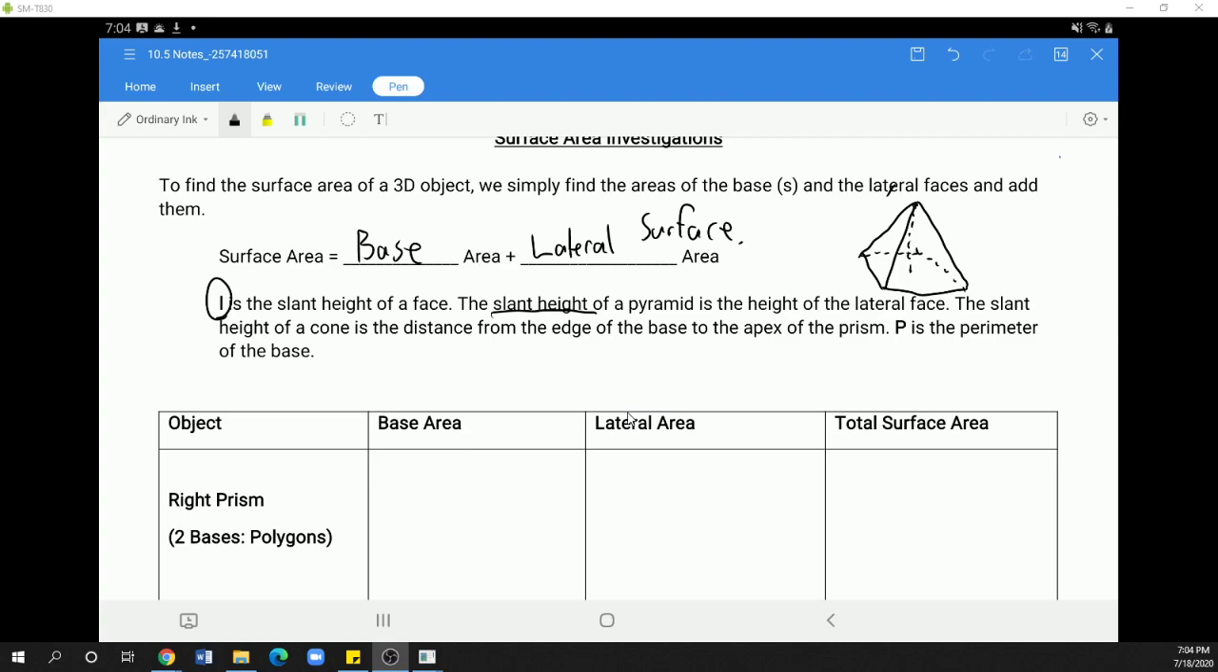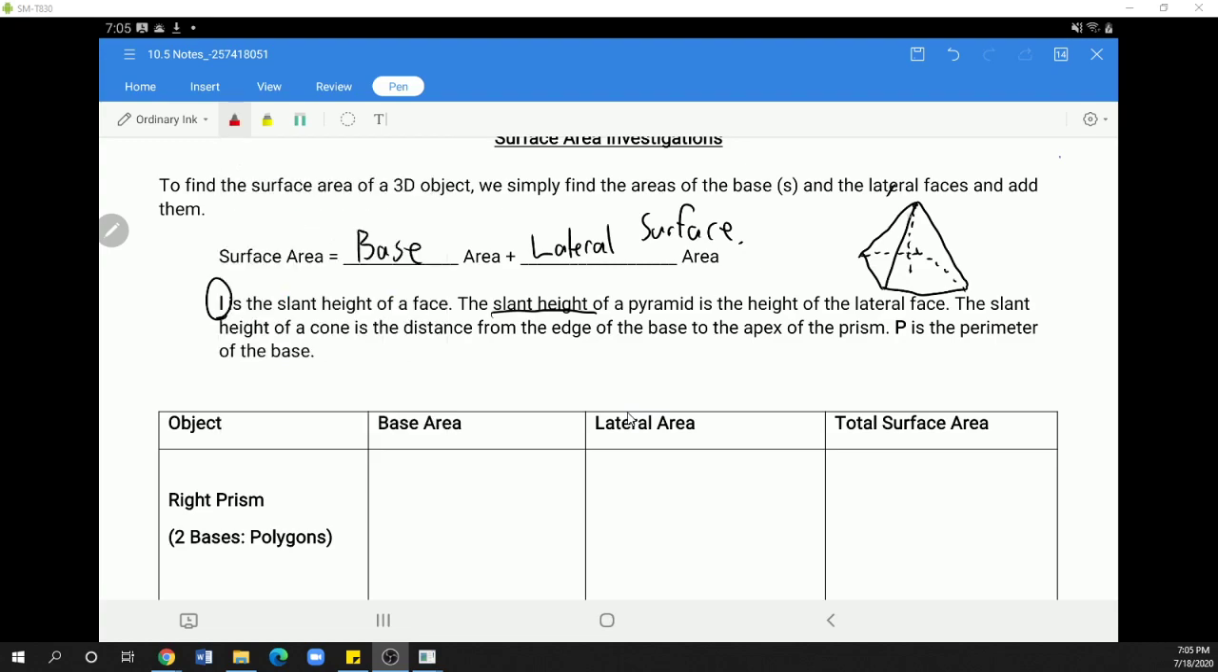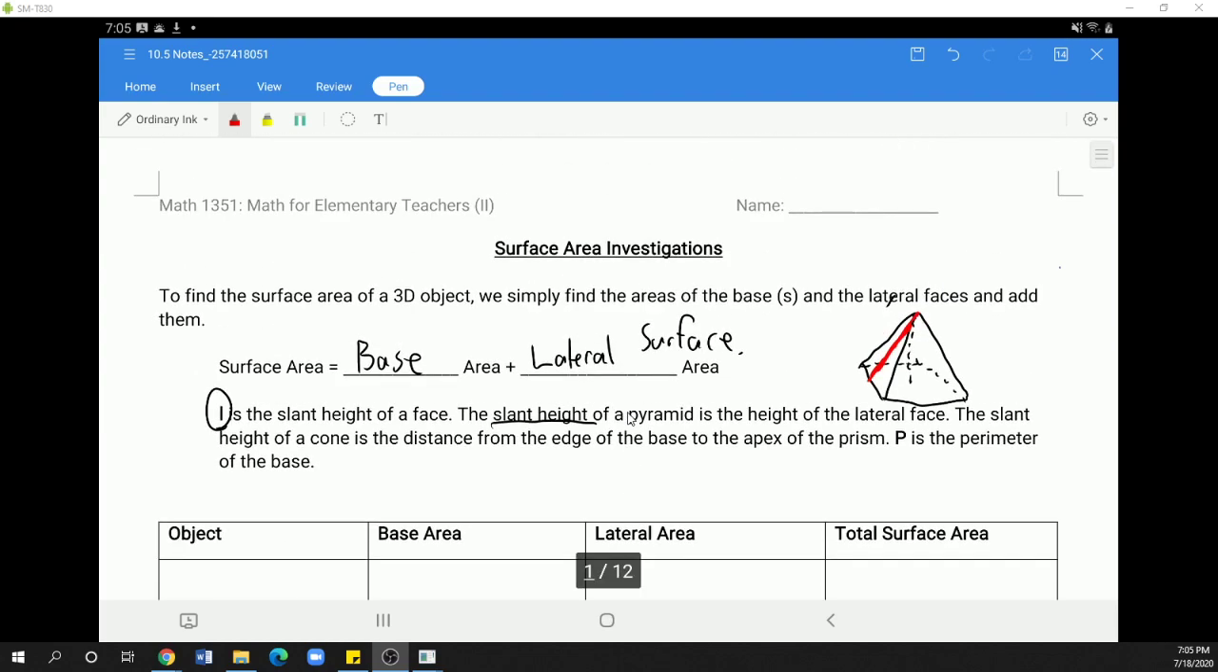But there's another idea that we need to think about with surface area, which is pretty much the height of those lateral faces. And when we're dealing with right objects, the ones where the apex is exactly above the middle, it's going to be the same on every single side. So this is called the slant height. It's kind of like if you were to actually have to run up the pyramid, that's what you would go. Or it's the height of the lateral faces. You can think of it that way.